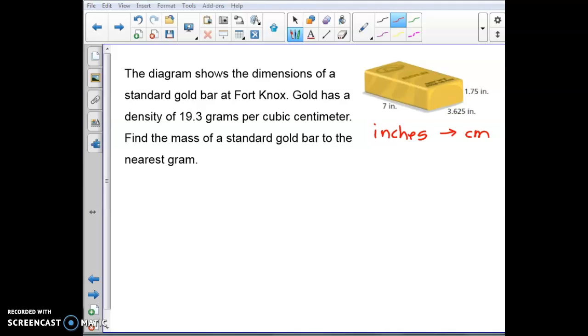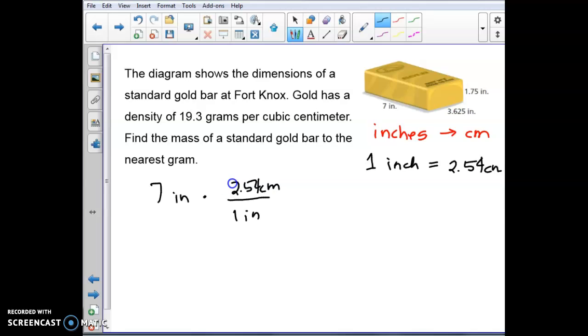If you Google that, like how many centimeters are there in an inch? So you know that, or if you have a conversion app on your phone, you could do that too. So 1 inch is actually equal to 2.54 centimeters. So that means if we convert 7 inches to centimeters, we go 7 inches, and we know that 1 inch has 2.54 centimeters.